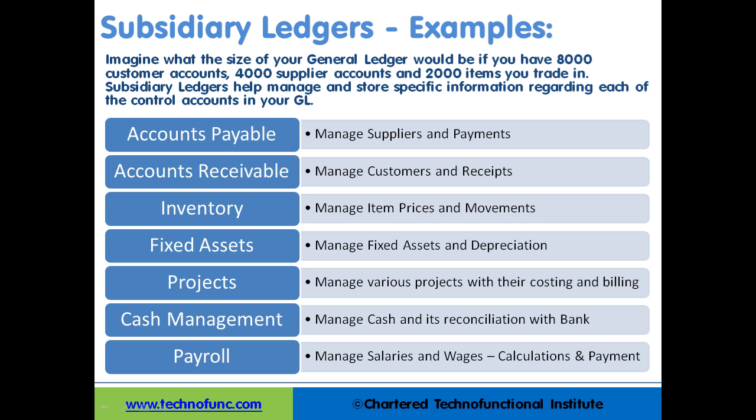Inventory ledger is used to manage your stock or items you buy, sell or manufacture. Inventory ledger is used to manage item prices and movements of stock items due to trading transactions. From inventory subledger you can get details of quantity and cost price of any inventory item at any point in time.